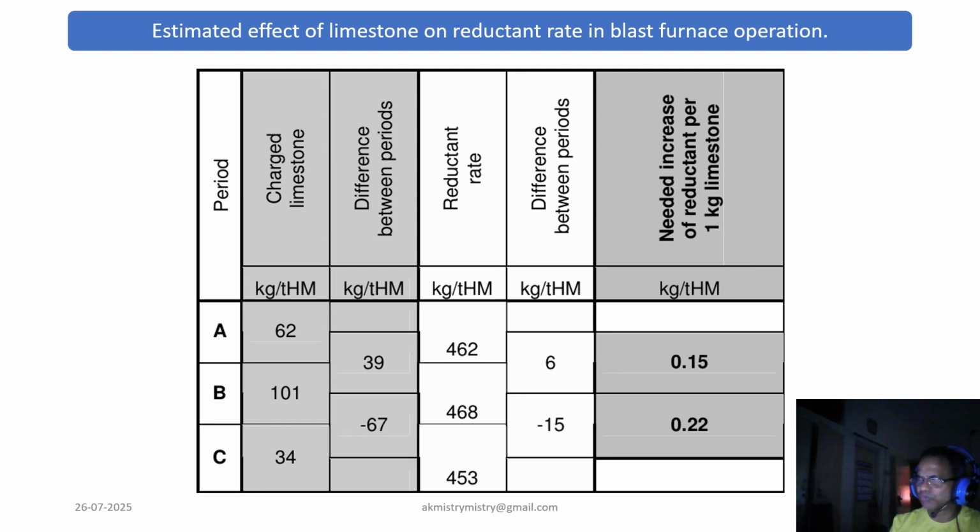A simple rule of thumb that emerges from this outcome is that replacing 4 to 5 kg of limestone with BOF slag saves around 1 kg of coke.